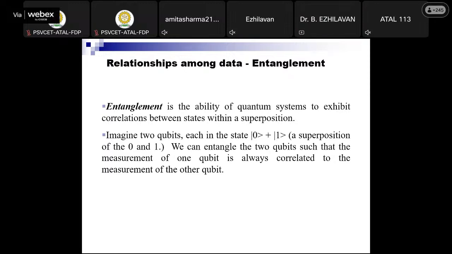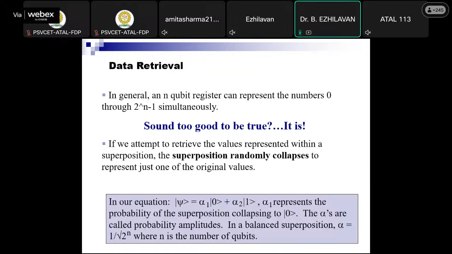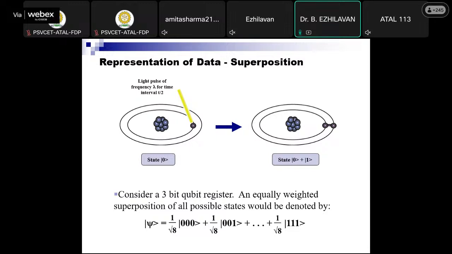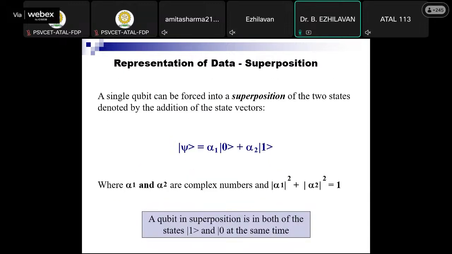Then we are going for entanglement. Already I told, superposition we have seen. This is the superposition equation. Psi ket equals alpha 1 0 ket plus alpha 2 1 ket. This alpha 1 and alpha 2 are probability amplitudes, and this equation is a linear combination.